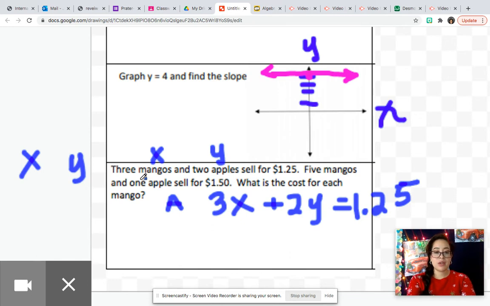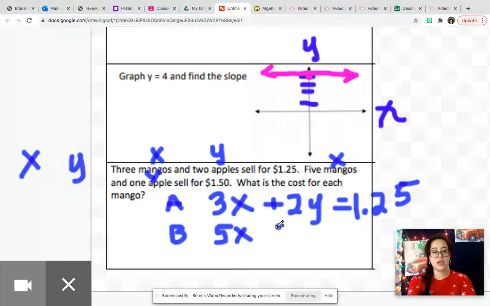So now 5 mangoes and 1 apple sell for $1.50. So this is person B shopping at the same store. Remember, I'm going to keep to the variables I chose. Mangoes was X, apples are Y. So 5 mangoes, 5x, plus the 1 apple, that's just 1y, equals $1.50.